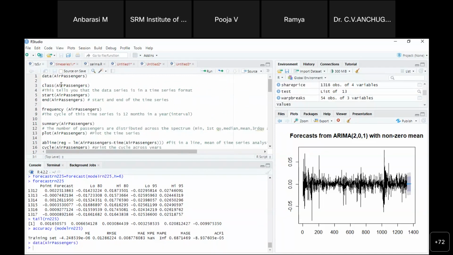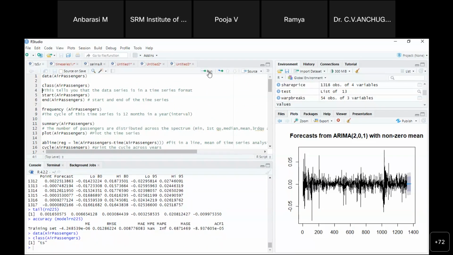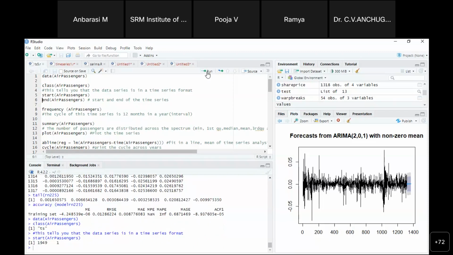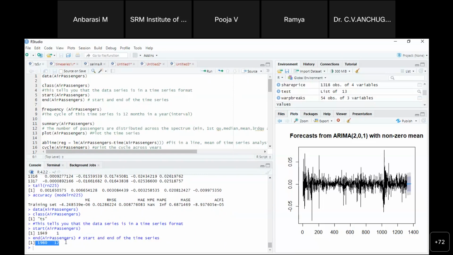So once you have downloaded the data sets, here you can see the class label. This will tell you whether you are having a time series data set or not. Once your data set is a time series data set, then you can see the start time series and end time series also. We can specify it. The start is 1949 1, and the end of the time series data set is 1960.